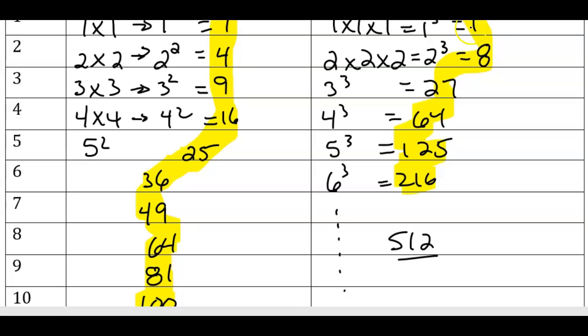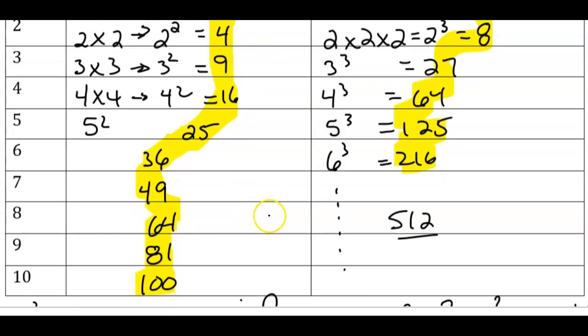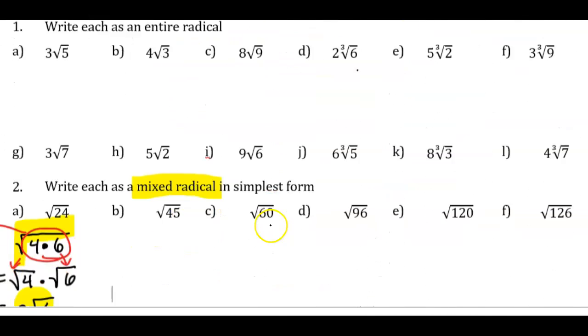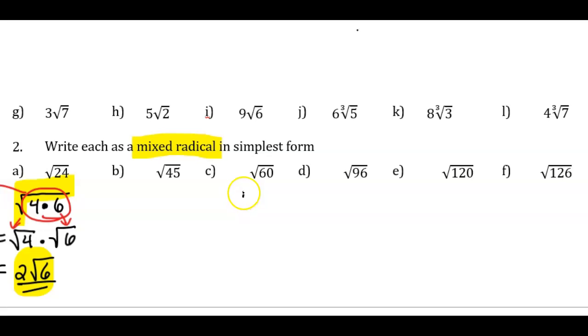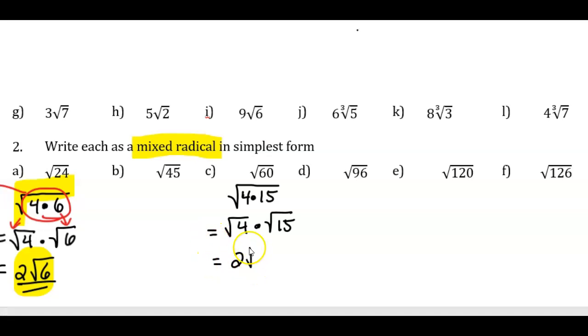Well, if I'm looking down through the list, 4 does again. Okay, perfect. So 4 times 15 is 60. Say square root of 4 times square root of 15. Square root of 4 is 2. And I cannot do the square root of 15. So written as a mixed radical.